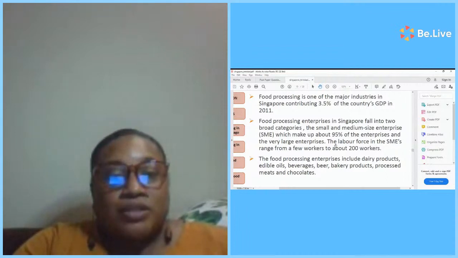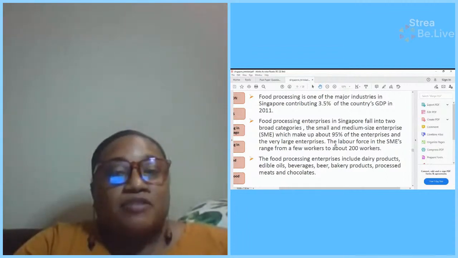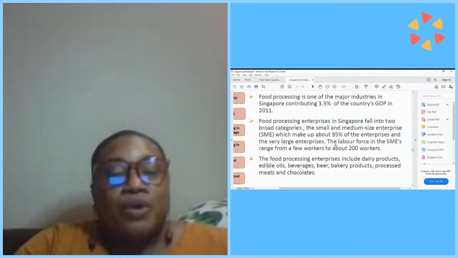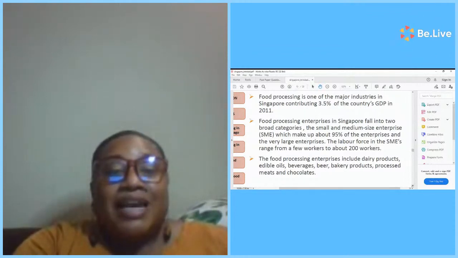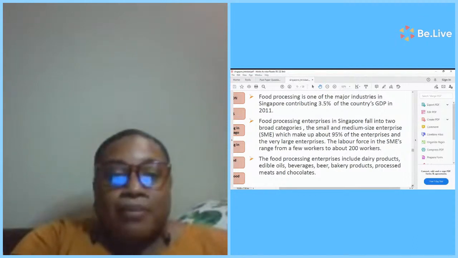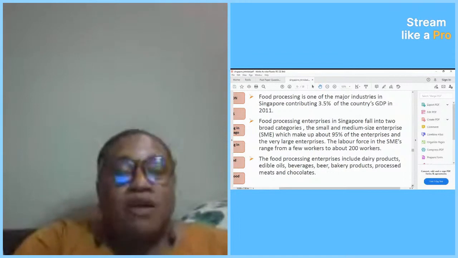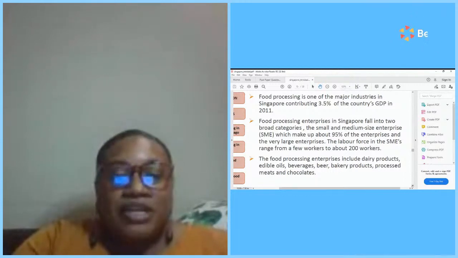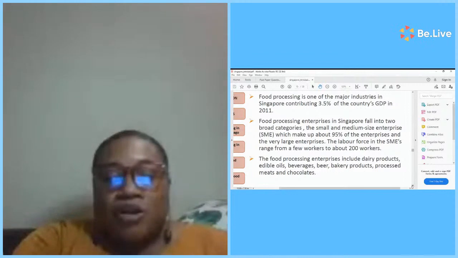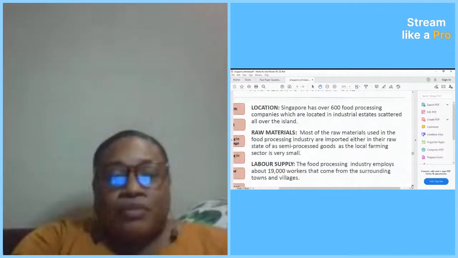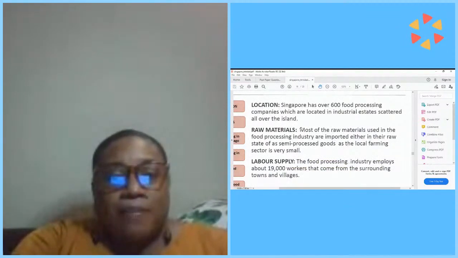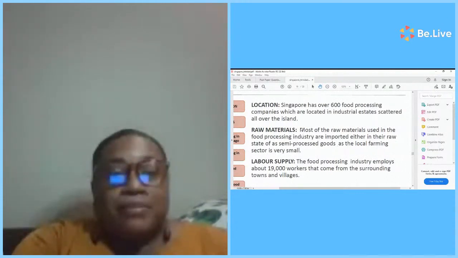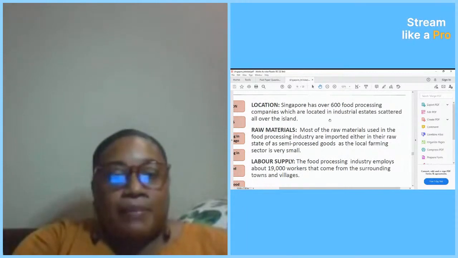In terms of labor force, for the SMEs, the small and medium enterprises, they range from a few workers to about 200 workers. That is because they utilize a lot of technology. So they don't employ as many laborers as Trinidad and Tobago. In terms of products that they manufacture, they produce some of the same things: dairy, beverages, beer, bakery products, meats, chocolates, edibles, oils. In terms of location, Singapore has over 600 food processing companies, right? Remember, in Trinidad, we have a bit less, right?